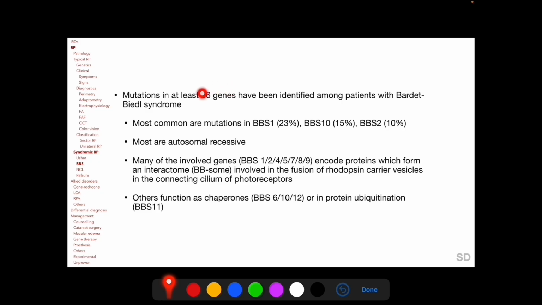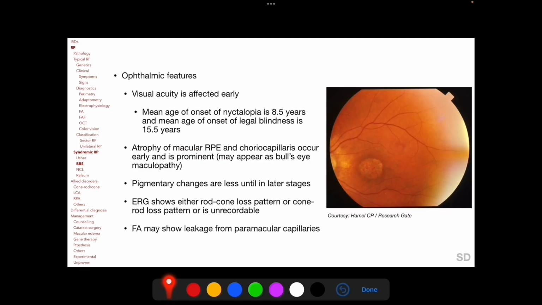Mutations in a large number of genes have been identified among patients with Bardet-Biedl syndrome, and most of these are autosomal recessive in nature. Visual acuity is affected early in Bardet-Biedl syndrome because of prominent atrophy of macular RP and choriocapillaries occurring early in Bardet-Biedl syndrome, as seen here in this photograph, and this atrophy can also occur in a bull's eye pattern. ERG in patients with Bardet-Biedl syndrome shows either rod cone loss pattern or cone rod loss pattern or is unrecordable.